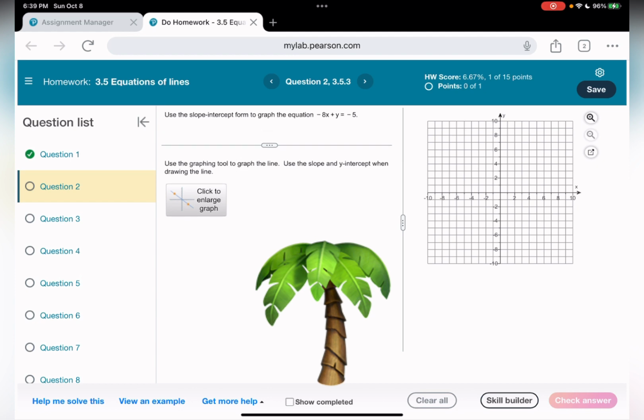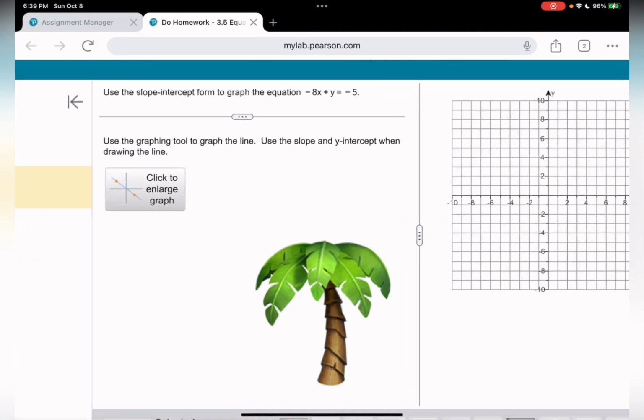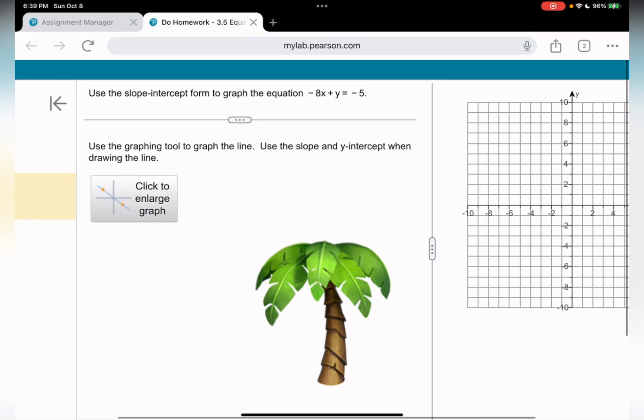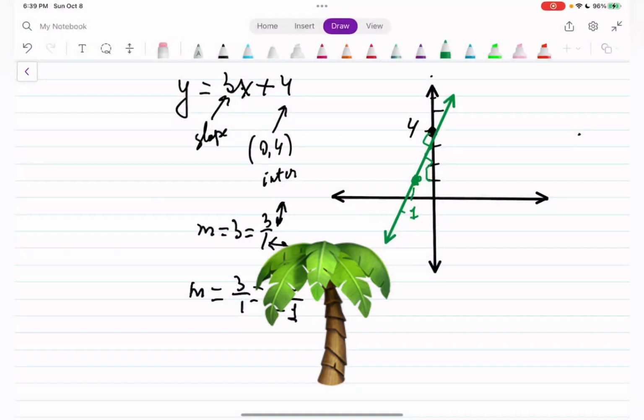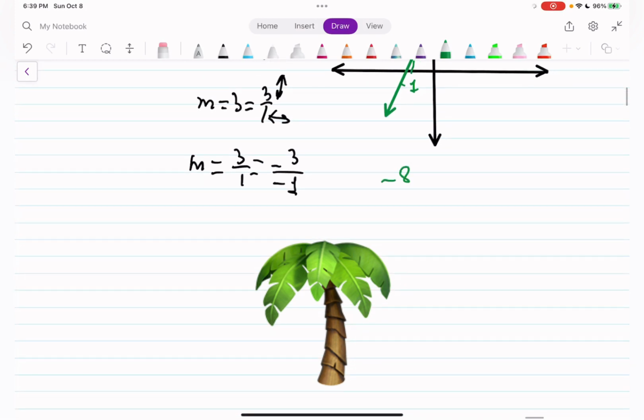Okay, what do we have now? We have negative 8x plus y equal to negative 5. Negative 8x plus y equal to negative 5. Y is equal to... Since we're going to use slope and intercept, I'm writing y is equal to positive 8x minus 5. Positive 8x minus 5. Okay, let's go back and draw.